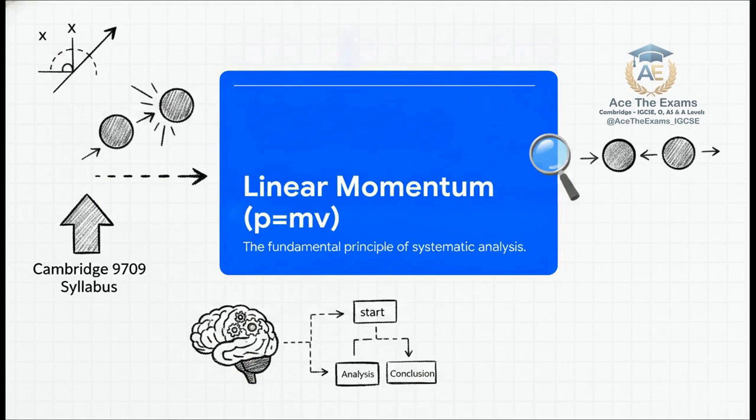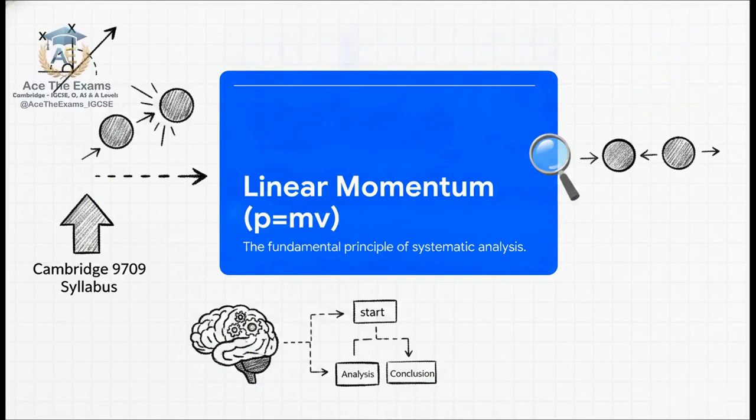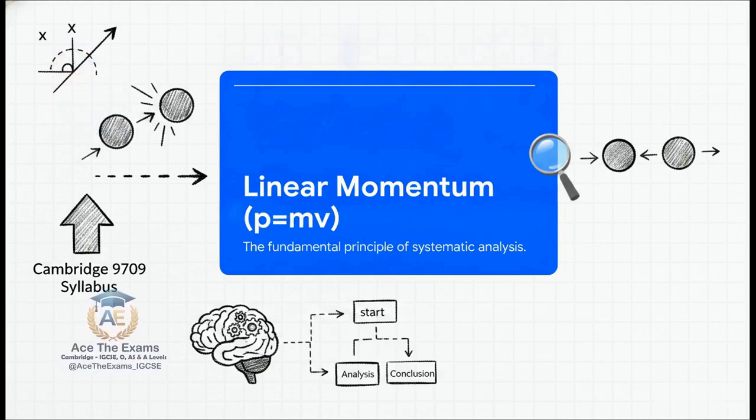All right, here is our baseline, linear momentum. The equation itself is elegantly simple, right? P equals mv. Momentum equals mass times velocity. But do not let that simplicity fool you for a second. In the Cambridge syllabus, this equation is not just a basic formula to be blindly plugged into a calculator. No way. It is the fundamental, baseline principle of systematic analysis.